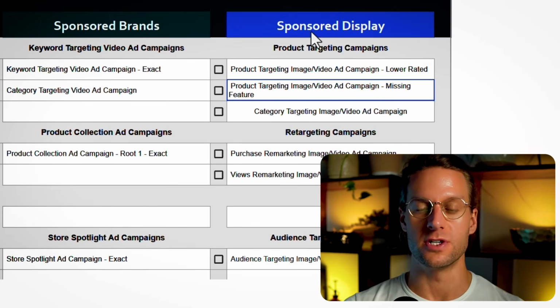And similarly with sponsored display, whether or not you have custom creative or not, you're not going to be focused on bid adjustments for those. You're going to be focused on the actual bids of the targets. Now go off and optimize your campaigns and make them profitable.